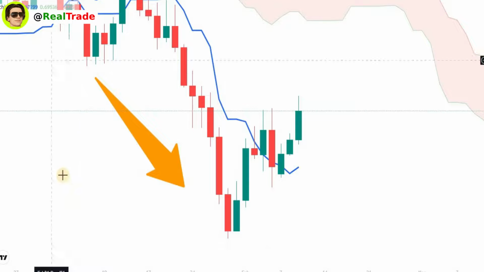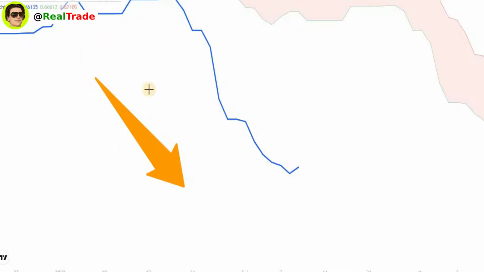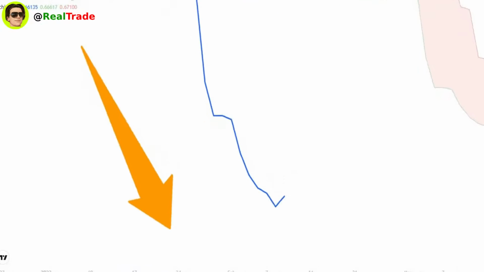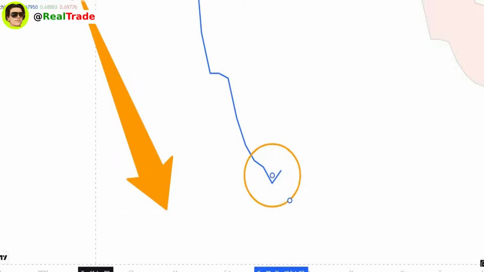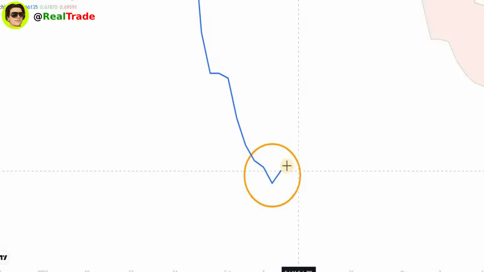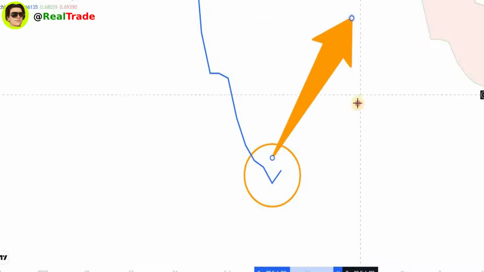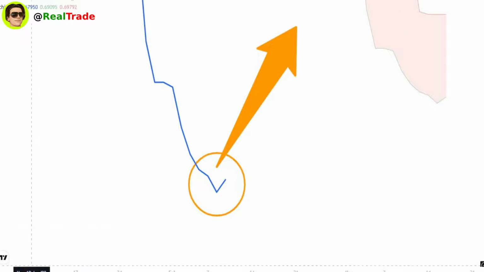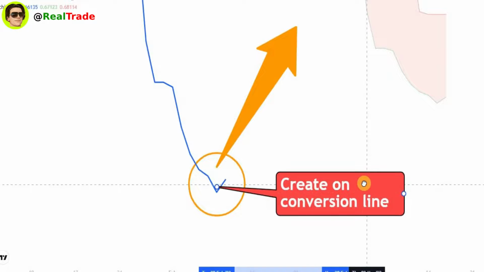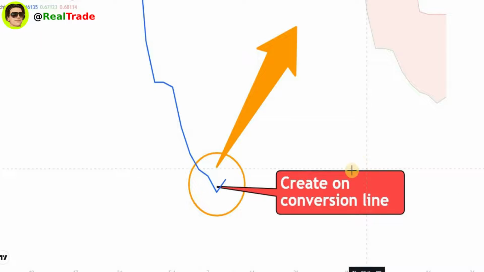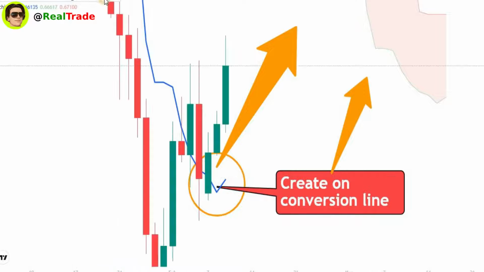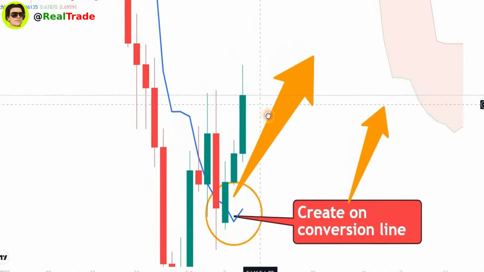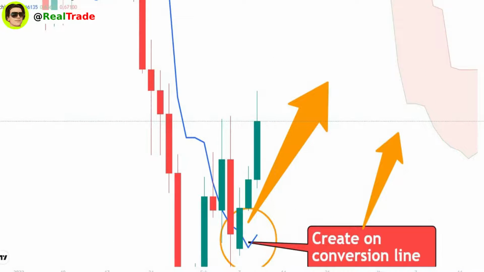Sell trend. High candle. This pattern on the conversion line, and it is a down cloud. This area, go buy. Create pattern on the conversion line, and pattern buy is a down cloud.